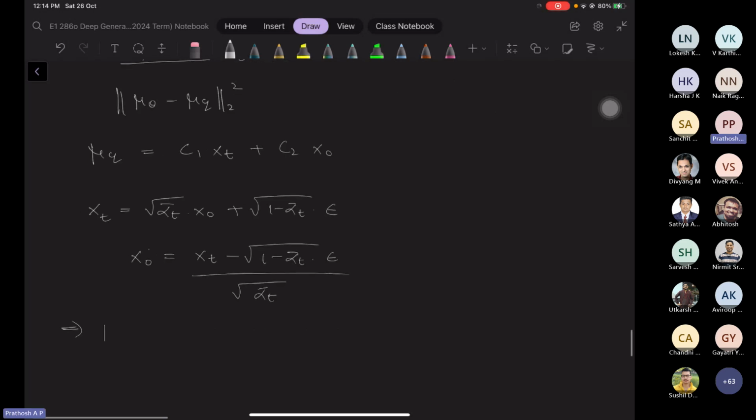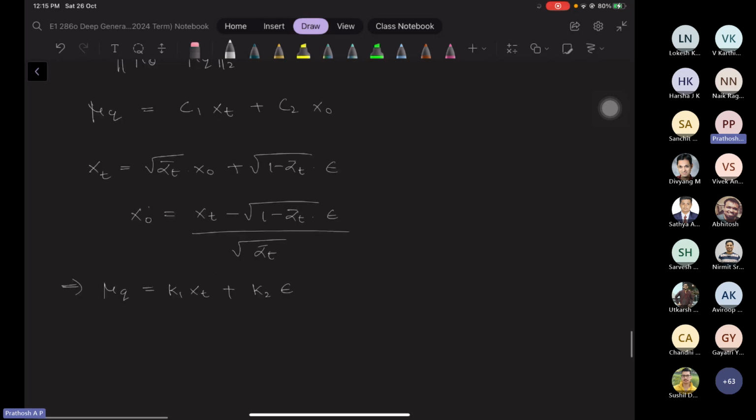This implies that my mu q can now be written by getting rid of x naught. I can write this as some constant k1 times xt, minus or plus some other constant times epsilon. Do you agree? All of you agree on this? Okay, so this is all it is.